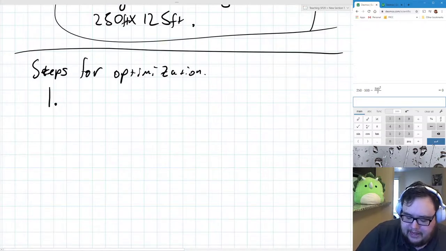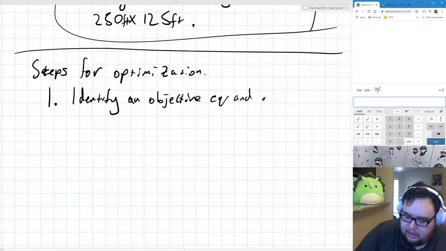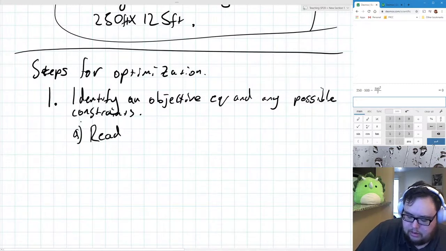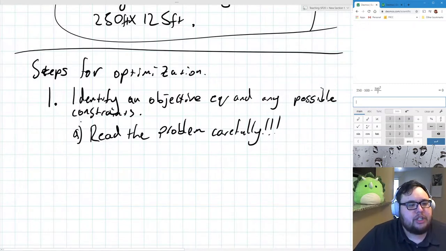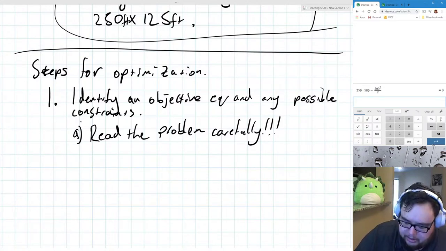First, identify an objective equation and any possible constraints. So for this, you should read the problem carefully. The information is in the problem, so you need to read it very carefully and make sure that you understand exactly what is being asked, right? The objective is always the thing that you're optimizing.